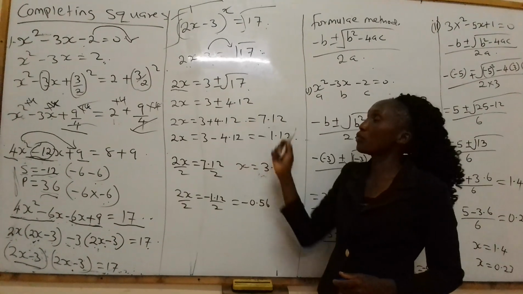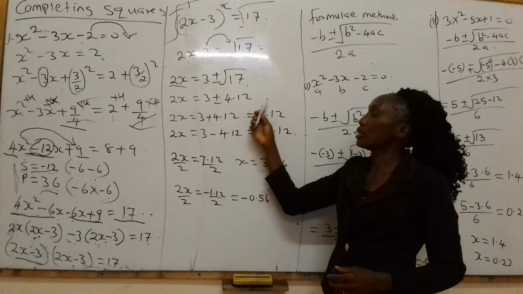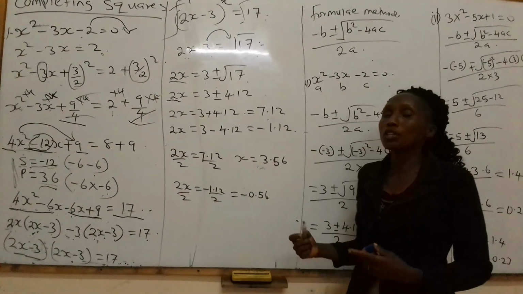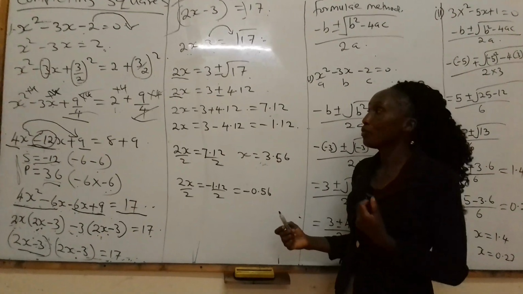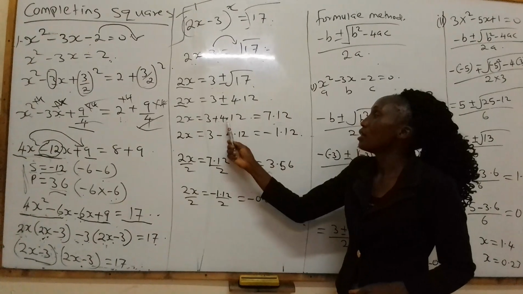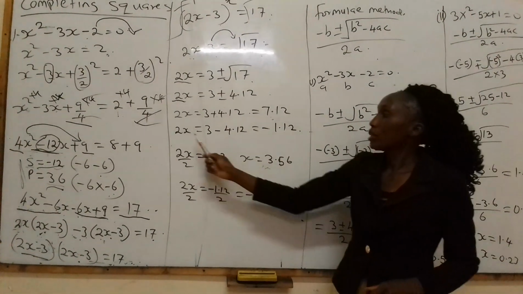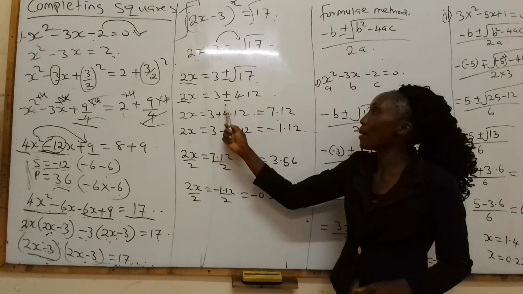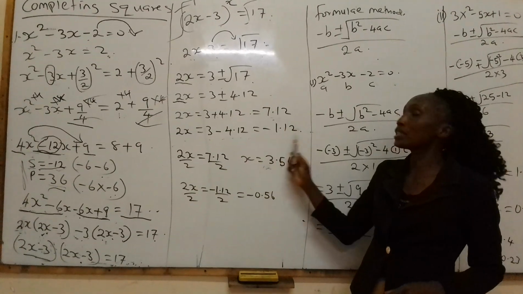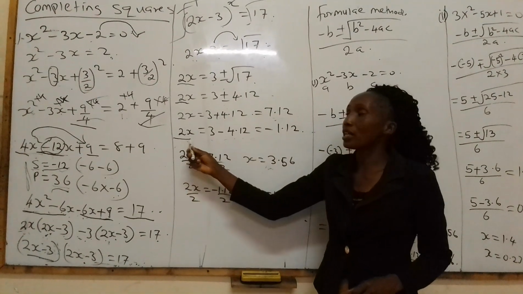The square root of 17 is 4.12. So it is 3 plus or minus 4.12. But you have to remember the value of x, we still have the coefficient of x, but we need only the value of x. So because this one is plus, we are going to say 3 plus 4.12, that is 7.12. 2x at the same time is 3 minus 4.12, you get negative 1.12.